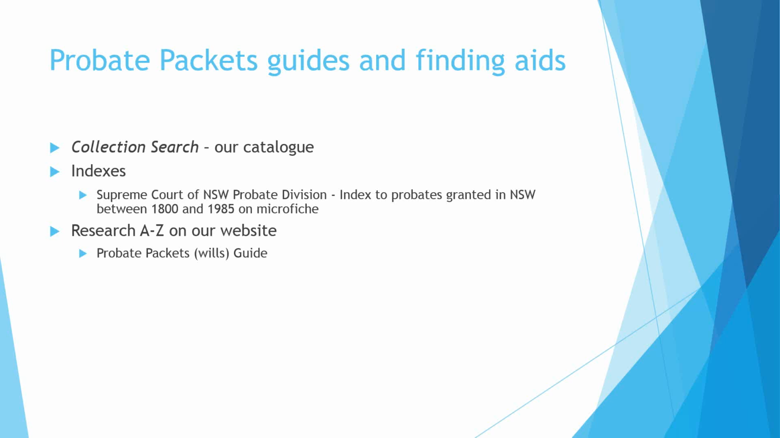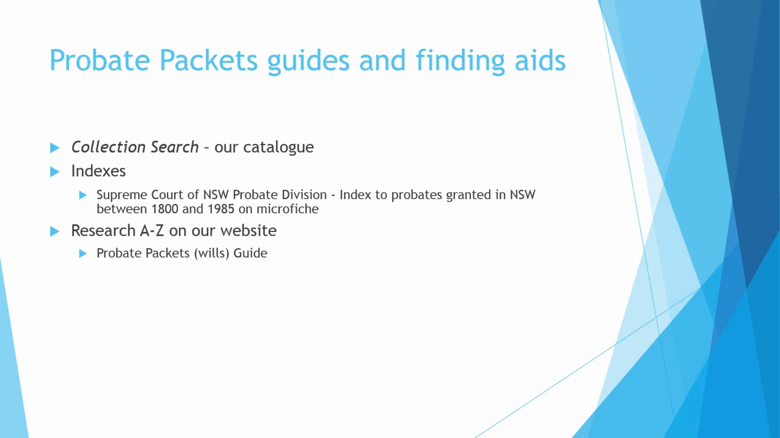We've also got the index, the Supreme Court of New South Wales Probate Index, which indexes probate packets, or probates granted in New South Wales between 1800 and 1985. So in the collection, we've got records up to 1976, but the index covers those a little bit later, up to 1985. And there's also a guide to probate packets on our website.